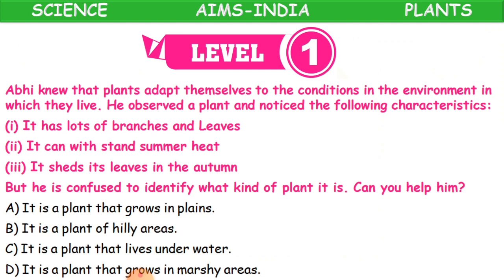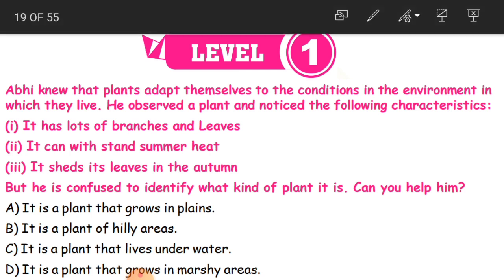So the first question here is, Abhi knew that plants adapt themselves to the conditions in the environment in which they live. He observed a plant and noticed the following characteristics. Okay children, as we all know, plants adapt themselves to the climatic conditions. Even Abhi knows that. He observed a plant and noticed some characteristics. What are they? It has lots of branches and leaves. It can withstand summer heat. It sheds its leaves in the autumn. So these three are the characteristics of a plant.